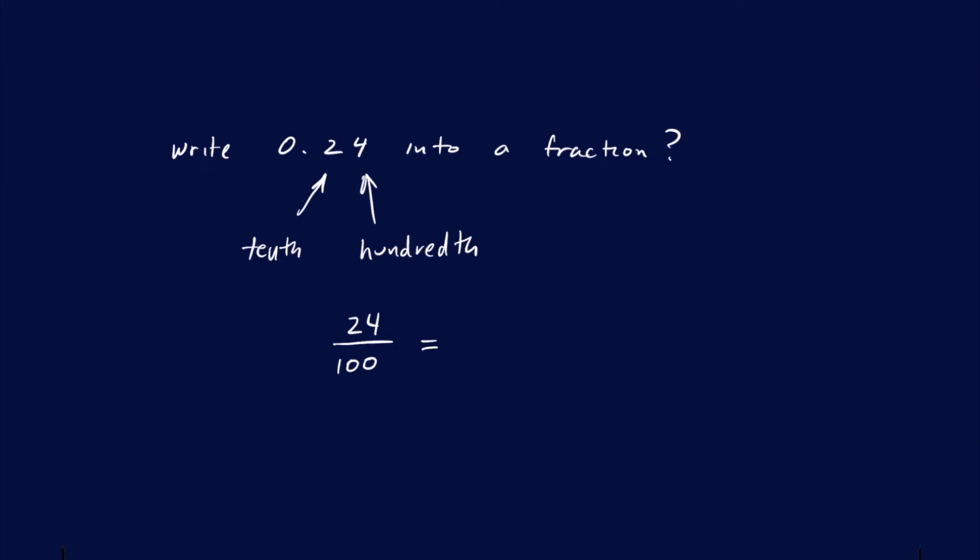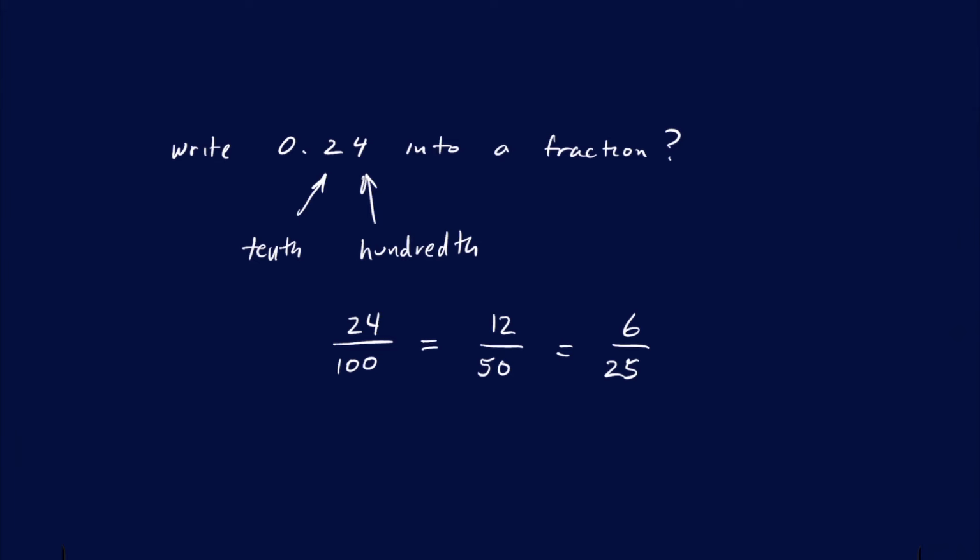Or if you simplify this, we can divide both these numbers by 2 to give us 12 over 50. And then we can divide them by 2 again to give us 6 over 25. So basically, we want to make sure that we give our final answer in the simplest form of the fraction.